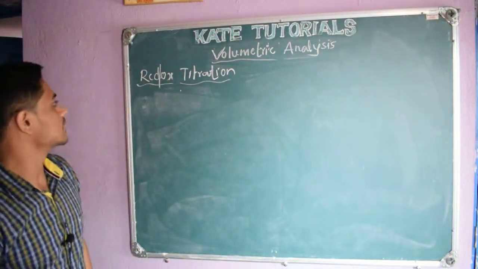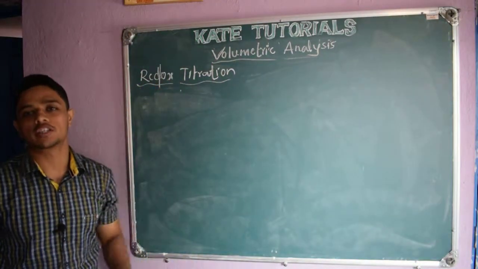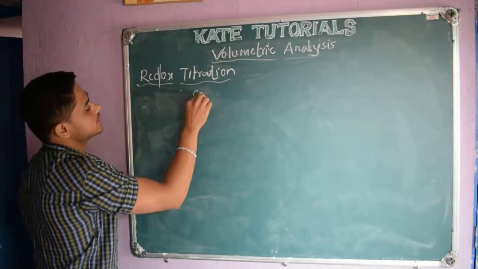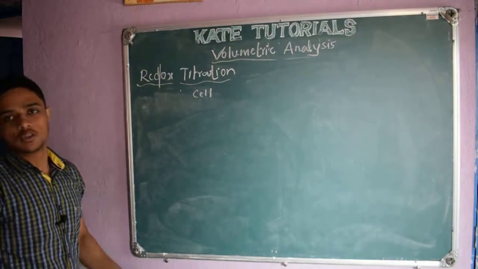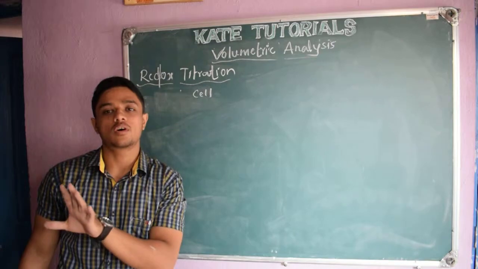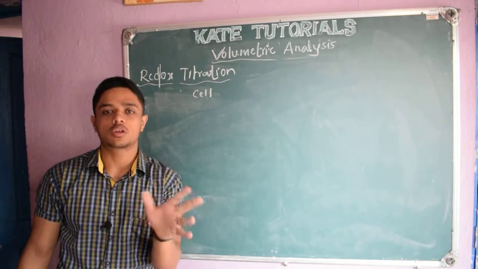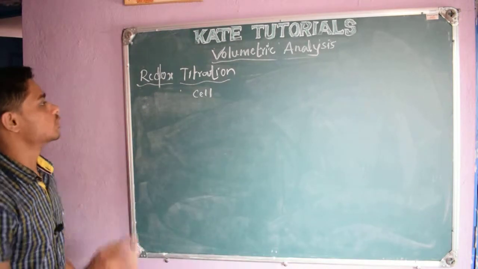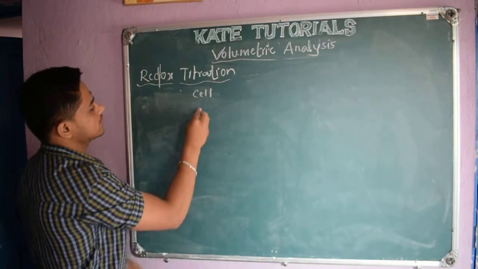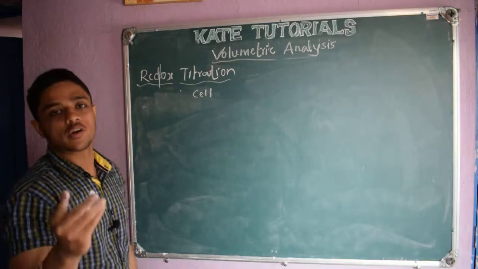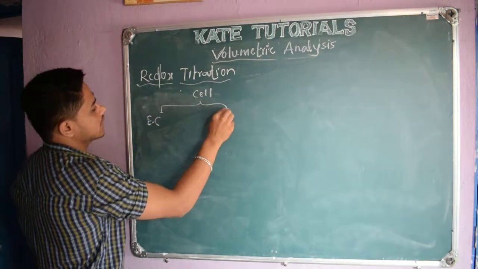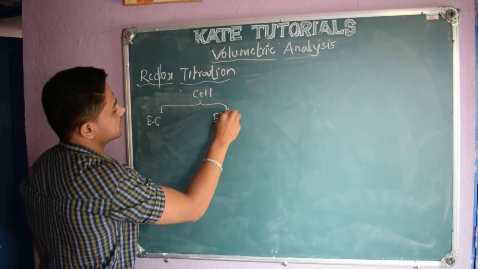In the last class we were discussing the introduction to redox titration, right? In this class let us discuss a few more things. In the last class I explained about the cell. Each cell has two electrodes, one half cell plus another half cell. One I told as anode, the other as cathode. And we also discussed two types of cells: one is the electrochemical cell, the other is the electrolytic cell.